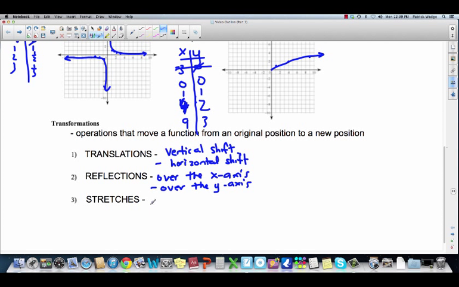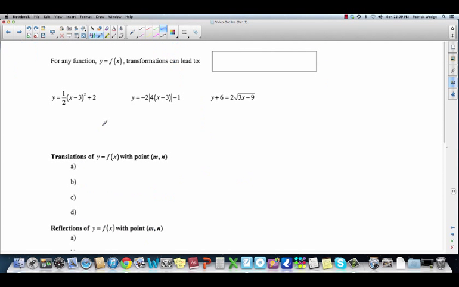So you have compressions, and you have stretches. And I suppose I could have used all this language last year. I thought that we could try to get the basics last year and then move on to the more formal language this year. For any function, y equals f of x, once you've done the transformations, like your reflections, or your translations, or your stretches, you can end up with an equation that's been changed from y equals f of x.